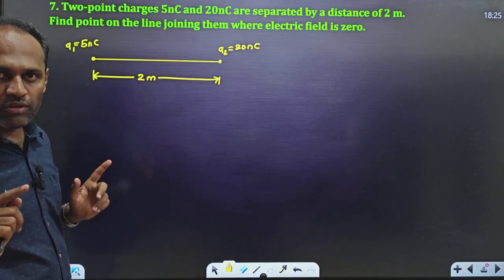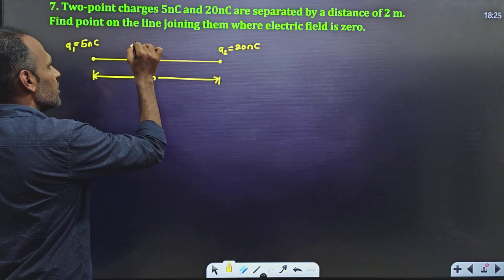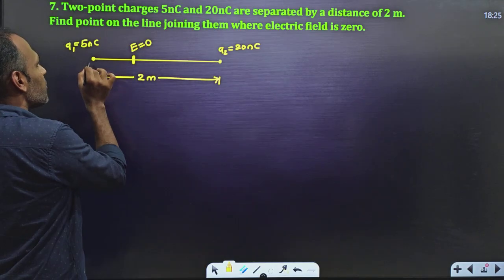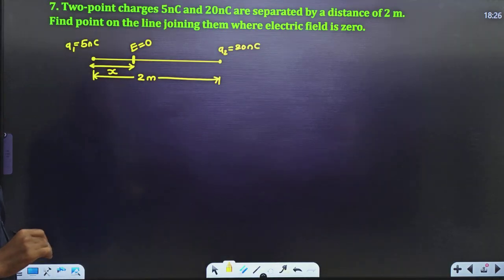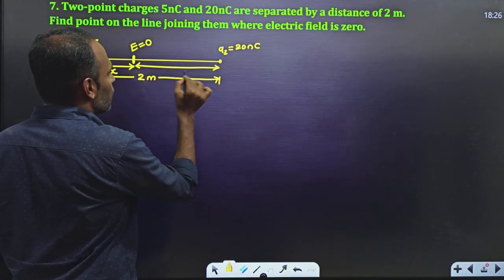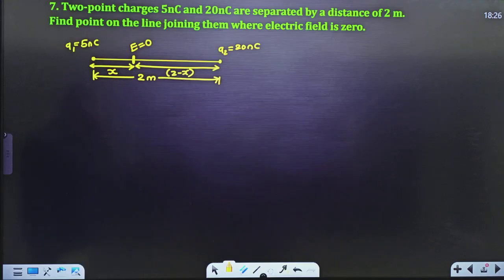Since the charges are not equal, net electric field 0 will not be at the midpoint. Okay, let me say that point is here, somewhere here. Let us assume the net electric field is 0 at this point. Let the distance of that point from Q1 be taken as x. If it is x from Q1, then how much will it be from Q2? It will be 2 minus x from Q2.